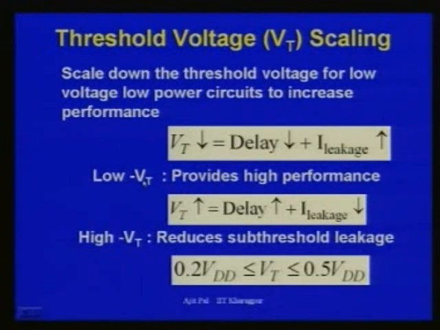So what basically has to be done? We can use low threshold voltage transistors which will give you lesser delay but higher leakage current. We can use high threshold voltage transistors which will have larger delay but lesser leakage current, and this is the range over which the threshold voltage can be used. So, this is the low threshold voltage and this is the high threshold voltage.